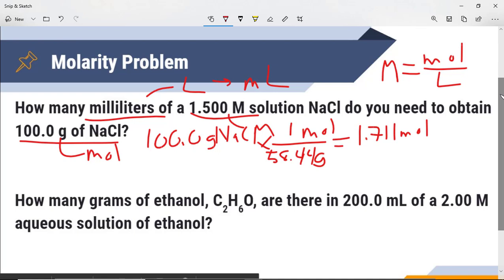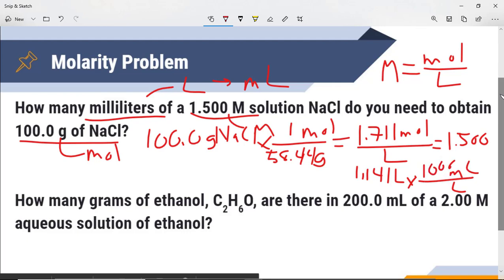We have 1.711 moles. We're going to divide that by our unknown milliliters, and we're going to set that equal to our molarity, which is 1.500. All right, and again, make sure you do this correctly. Just multiplying these two on both sides is not going to solve the problem here. All right, so 1.141 liters. Okay, now remember, we have to convert liters to milliliters. So we're going to multiply that by 1,000. And what we end up with is 1,141 milliliters.